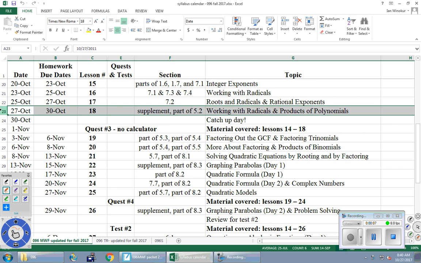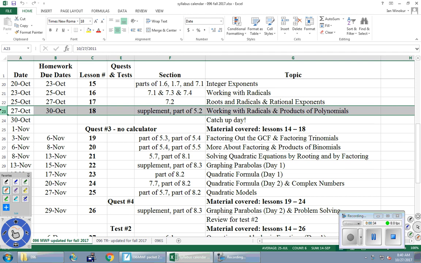Class number 18, lesson 18. So we are going to work with radicals and products of polynomials. This is the last thing that we're going to talk about with radicals for a while. So we're winding down the exponents and radicals section of our course and starting a brand new section of our course about polynomials. You can see coming up we've got trinomials and binomials and quadratic equations. So we're transitioning out of one theme and entering a new one.